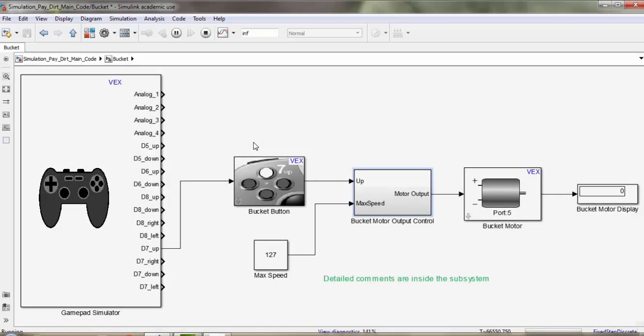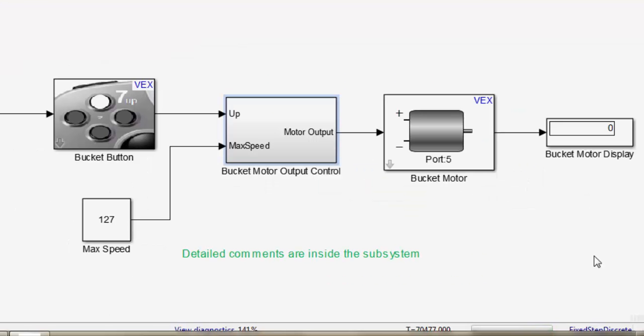Our bucket stores commodities collected by the scoop and dumps them into the starting area. This is controlled by a button multiplied by a constant block of 127. The output of the motor can be viewed in our simulation.